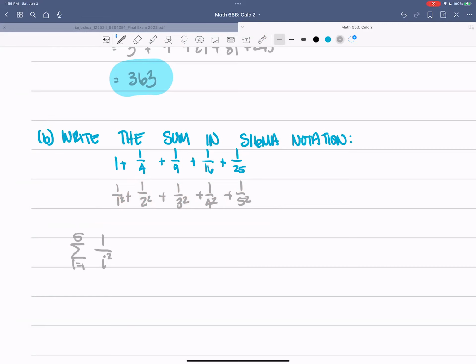Just to make sure, let's do a little bit of scratch work. So this would be equal to, the first one would be 1, so 1 over 1 squared. And the next integer would be 2, 1 over 2 squared, 1 over 3 squared. And we continue until we get to the very end, 1 over 5 squared. All right, it looks good to me. So there we go. That's our sigma notation for that scenario there.